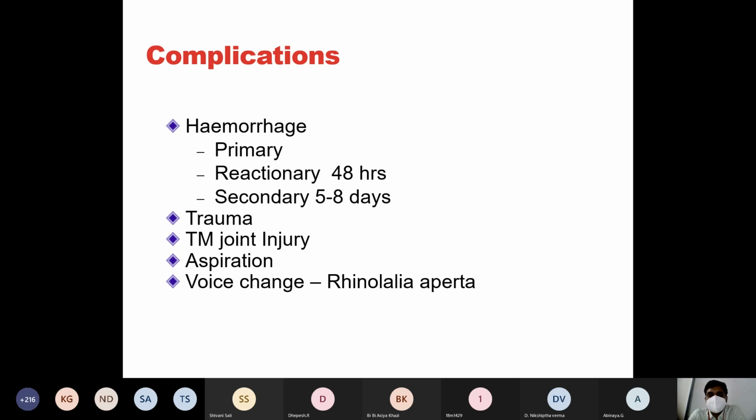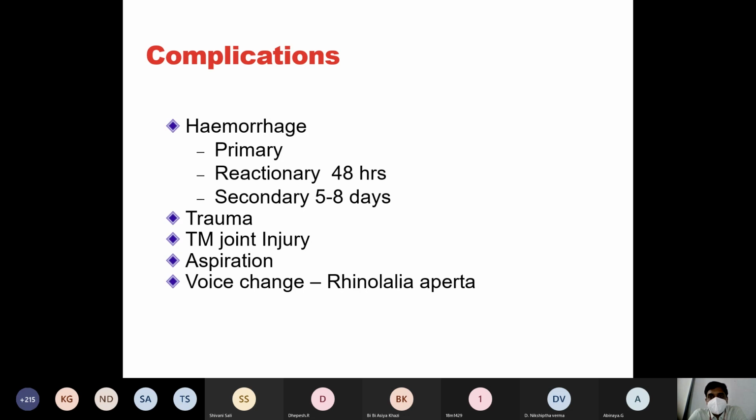The most important complication of tonsillectomy is hemorrhage or bleeding. It can be divided into primary, reactionary, and secondary hemorrhage. Primary is the hemorrhage or bleeding occurring during surgery. It is prevented by good surgical technique and clean dissection, and it can be controlled by packing or pressure, or by tying the bleeding vessels or by electrocautery.